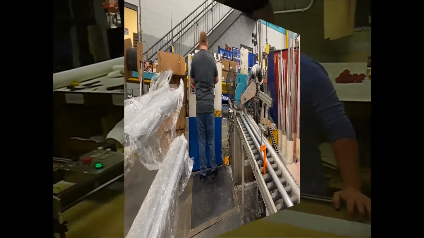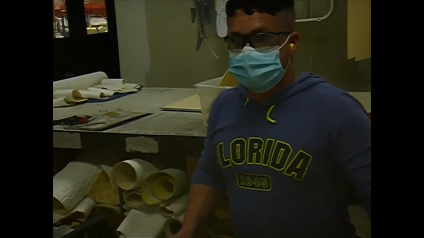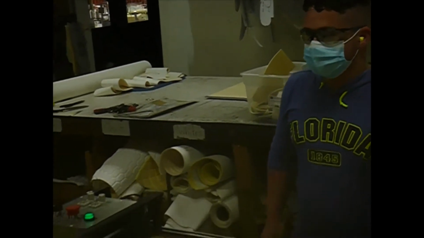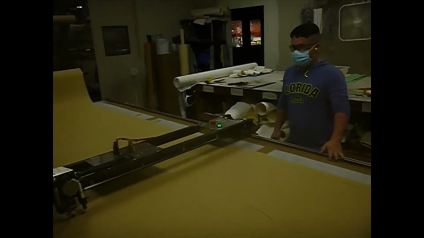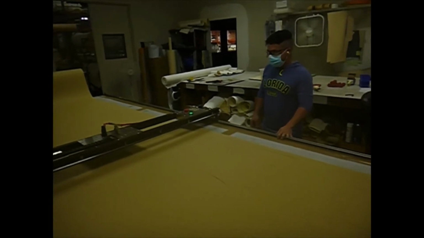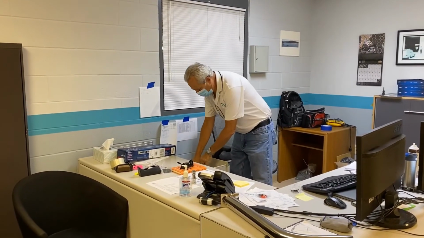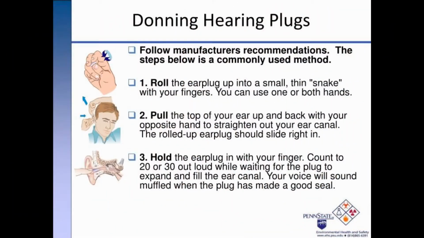Types of hearing protection are as follows: earplugs, earmuffs, and canal caps. Always check hearing protection for damage, replace disposable earplugs frequently, and store in a clean and dry location. This slide covers the proper donning of hearing plugs. Always follow manufacturer's recommendation and use the steps in this slide to make sure that you have the proper ear protection.